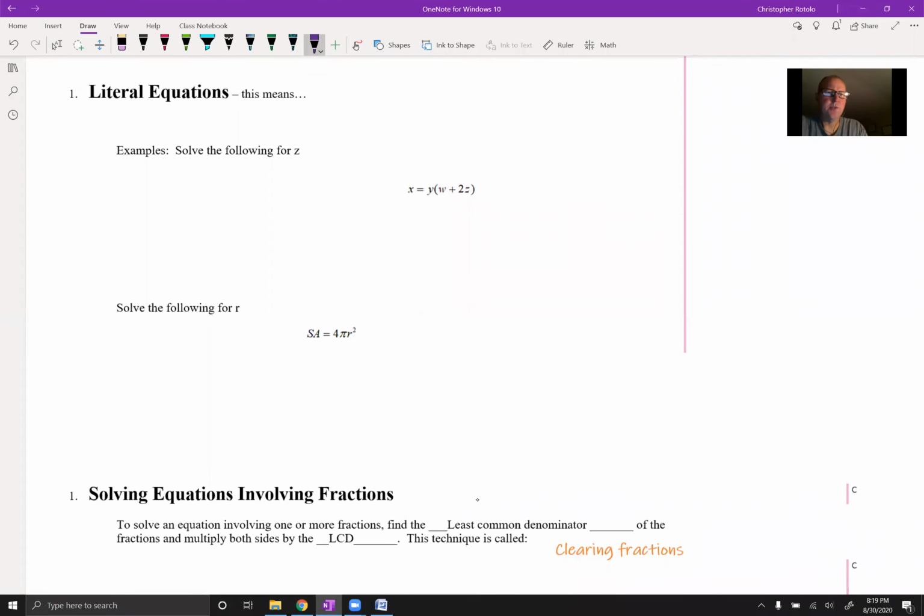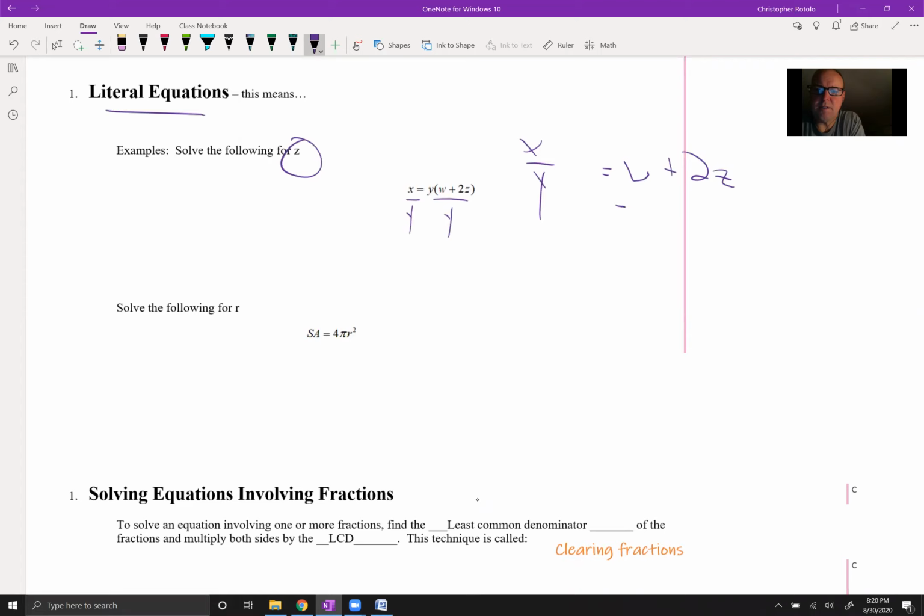We're going to dive right into solving some literal equations. We're going to solve for z. So you're going to use all your solving skills that you have, except we're going to isolate a variable instead of getting z equals 5. So instead of distributing, I like to divide this out. So we have x over y equals w plus 2z.